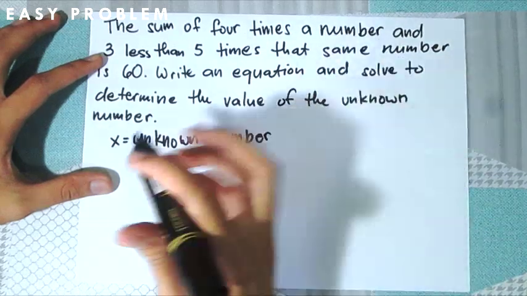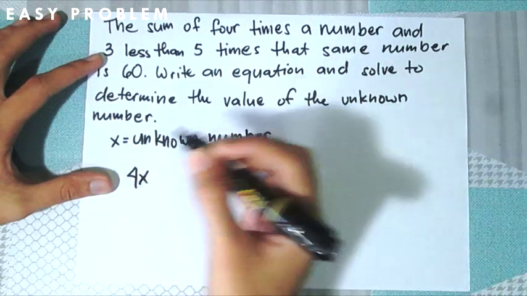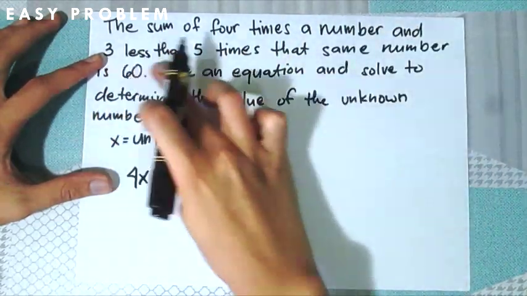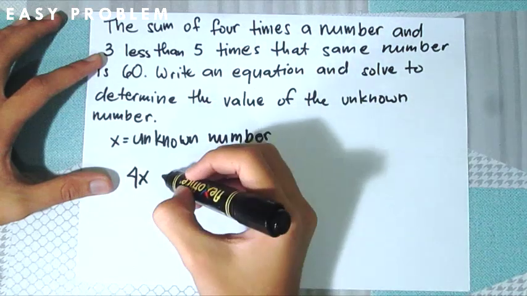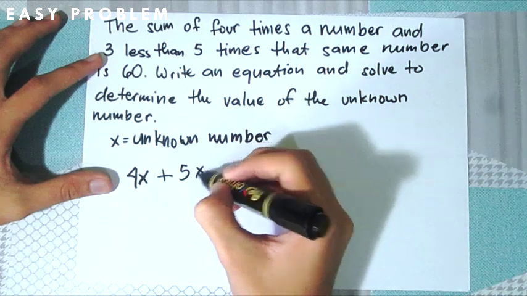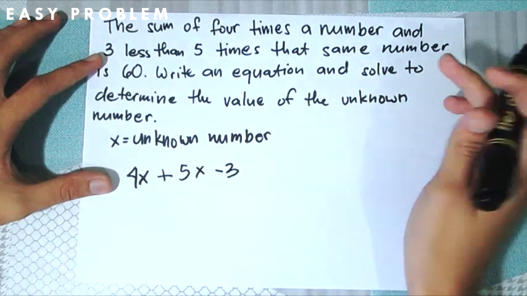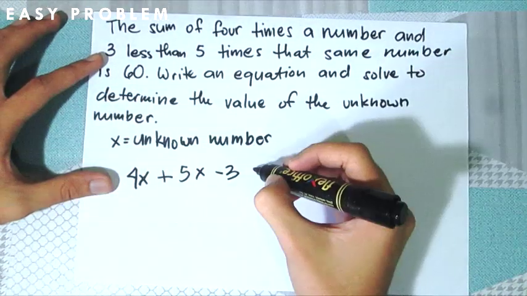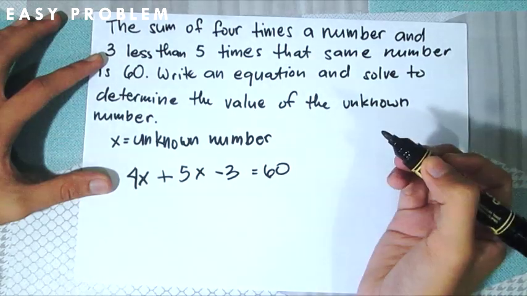Our first part of our equation is 4 times a number, which is 4x. Next is 3 less than 5 times the same number, so it will be plus 5x minus 3, and is 16, which means equals 16.